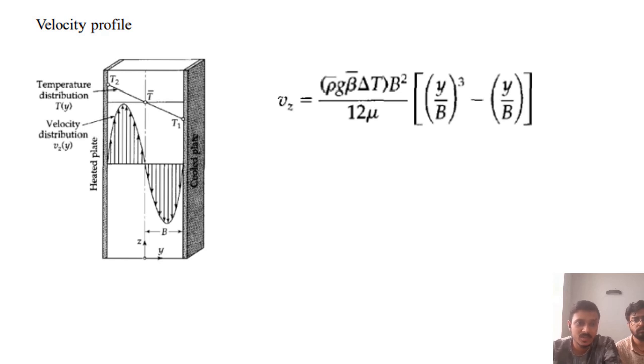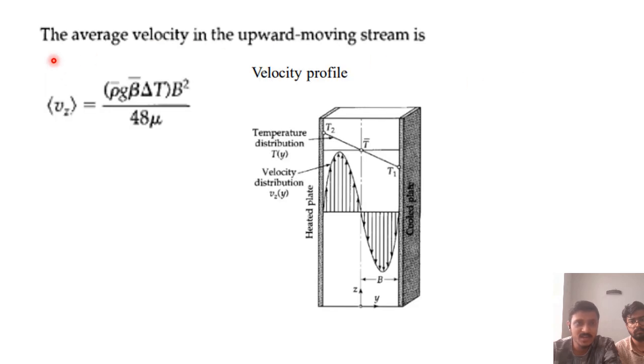Now also, the second thing is that we can now calculate the average velocity. Now how will we calculate it? If we calculate the average velocity between minus b to plus b, it will always come out to be 0. But we can calculate the average velocity for the positive region, from here to here. For the upward moving stream, it will be from minus b to 0.